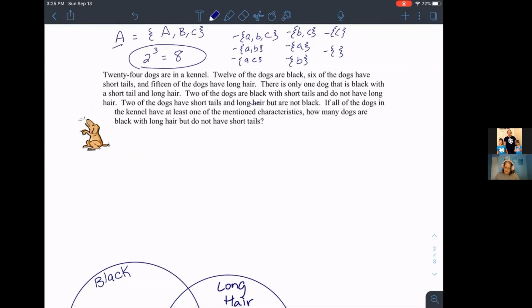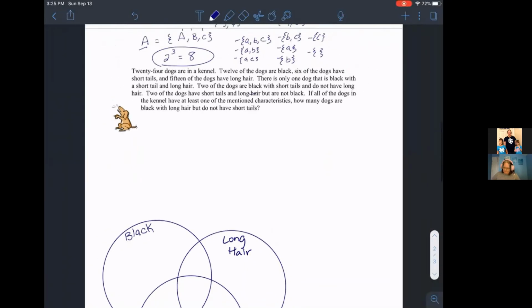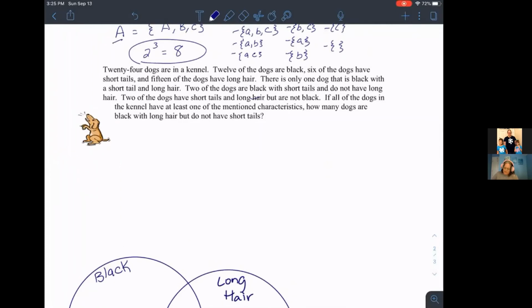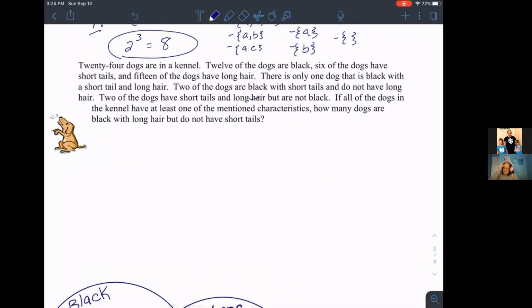Okay. This one was a little tricky, but I think I've kind of figured it out. If we use a Venn diagram, we need to go through this and find out what information they are giving us. It says 24 dogs are in a kennel. 12 of the dogs are black. 6 of the dogs have short tails. So let's say there's 24 dogs. 12 are black. 6 have short tails.